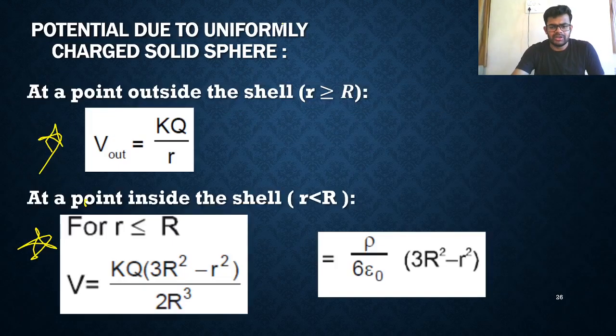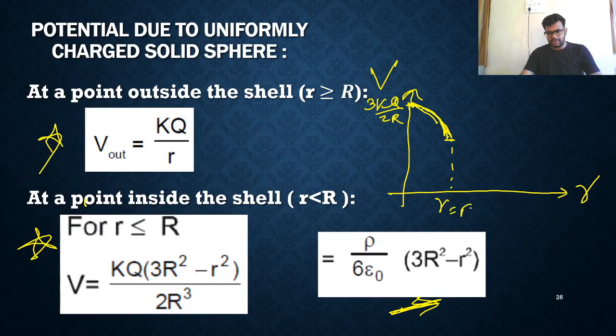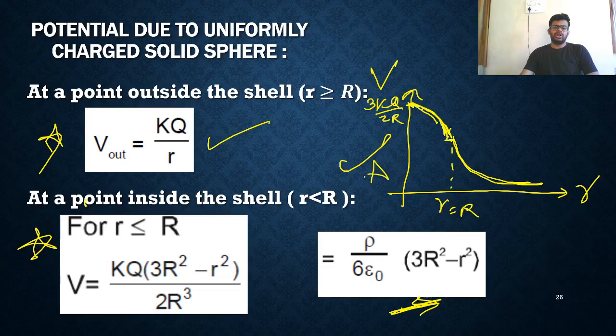How will the curve look? Listen, my dear friends, the curve will look like this. This axis is small r and this is potential. At first, potential is maximum at the center, that is 3KQ divided by 2R. After that, it decreases like this. You can see this formula gives a downward parabola. After this point, where small r is equal to capital R, it is an inverse relation, a rectangular hyperbola. This is the curve you need to remember.